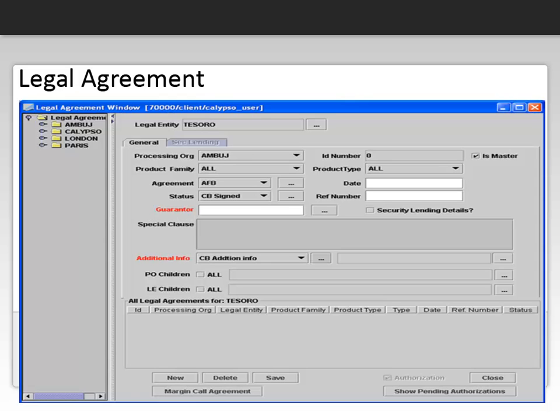The security lending tab only applies to legal agreements for security lending trades. It is enabled when the security lending details checkbox is checked in the general panel of the legal agreement window.